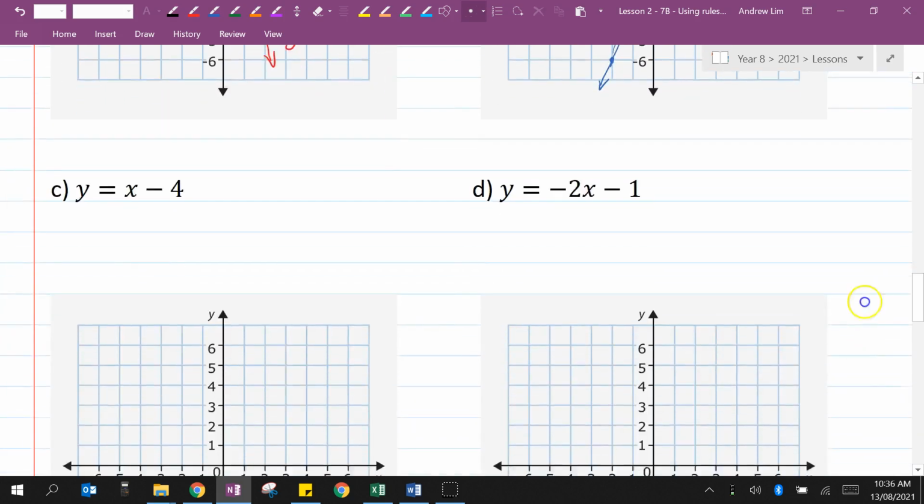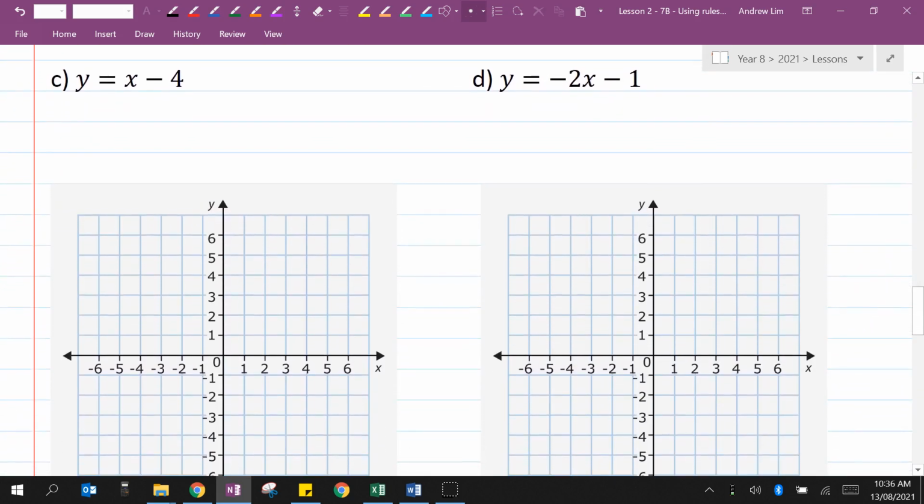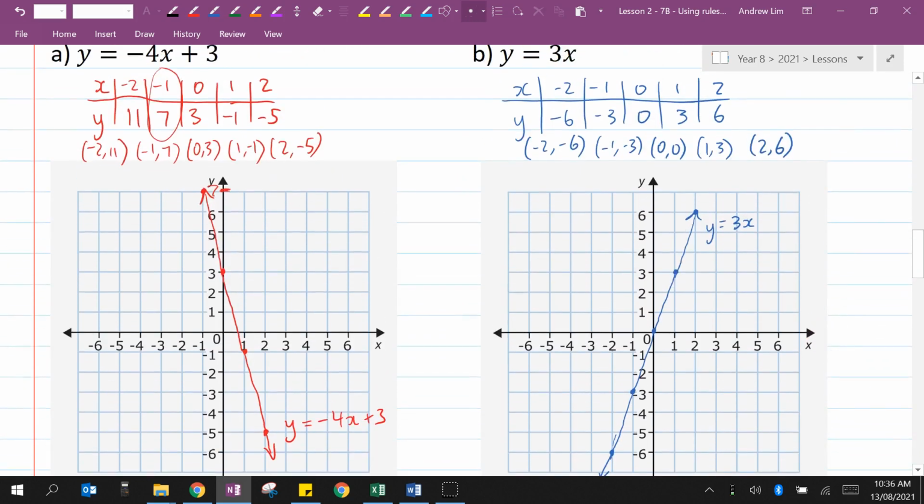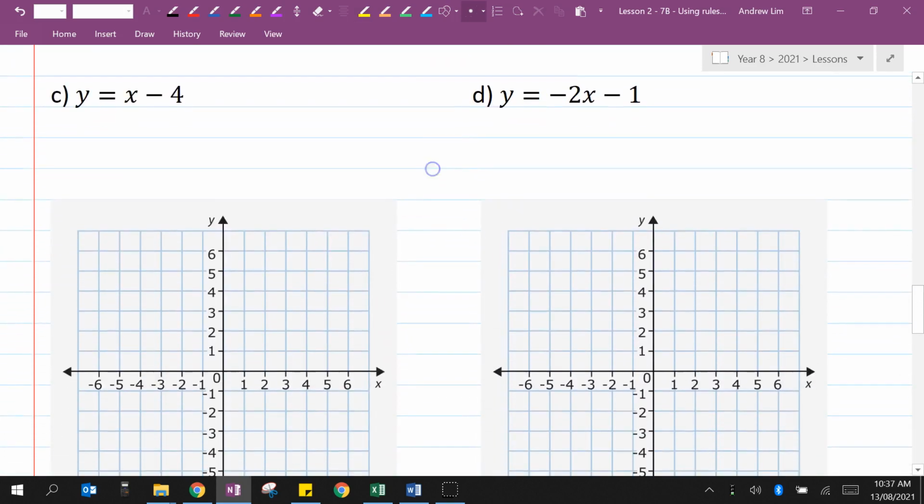Alright, there are 2 more that I want you to have a go with. Actually, I'll do C with you, and then you can have a go with D. But what I want to show you here is, I know we've done 5 points here when x is minus 2, minus 1, 0, 1, and 2. But in reality, we only need 2 points. Once we've got 2 points, say for example this one and this one, we can plot those 2 points, and that's enough for us to be able to draw a straight line. Plot those 2 points, use your ruler, and then graph it. So that's exactly what I'm going to do with C here, and that's what I want you to have a go with doing for question D.